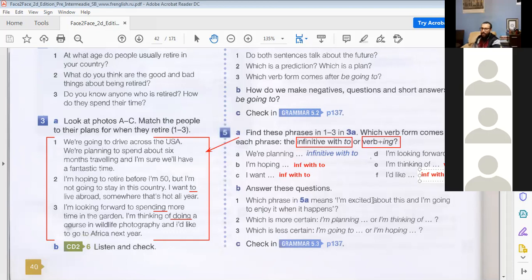All right. So can you see these 6 phrases that we talked about? For example, we're planning to spend, I'm hoping to retire. I want. Yeah, all of these. I am hoping. Yeah, but which one of these, which one do you think has the meaning? Let me underline it for you.